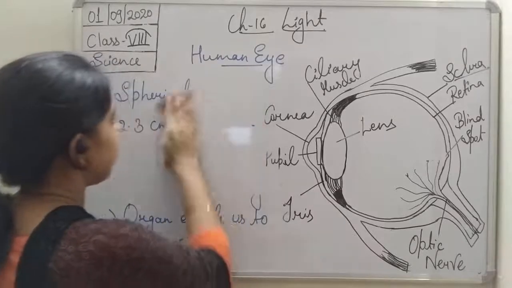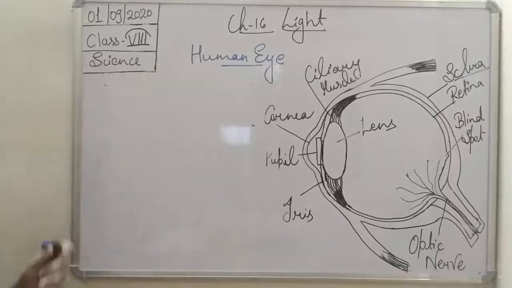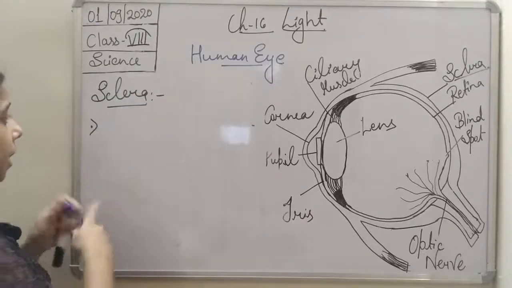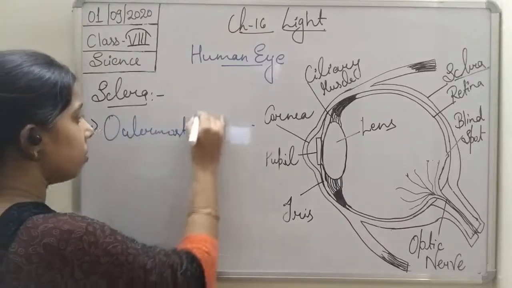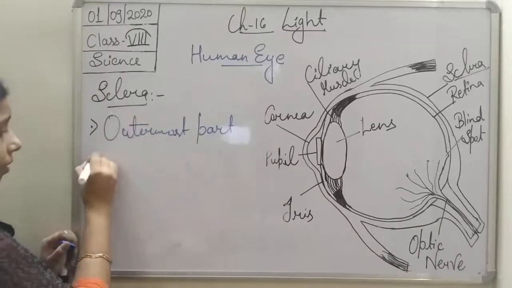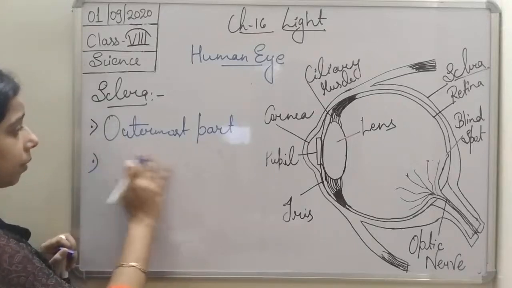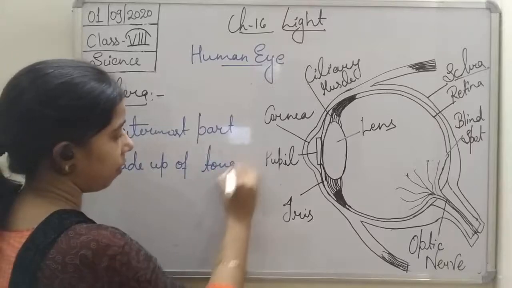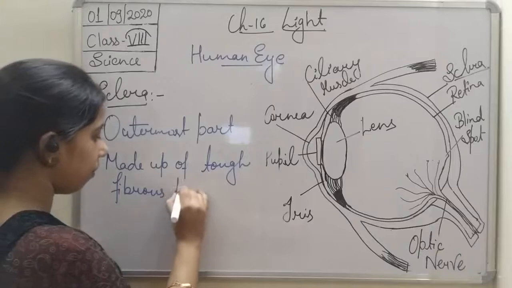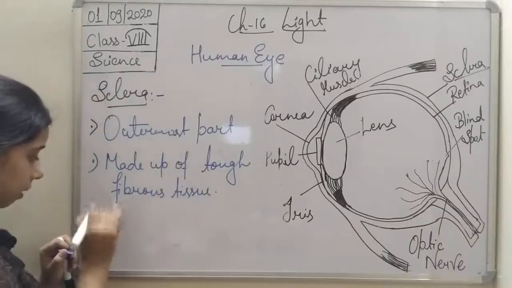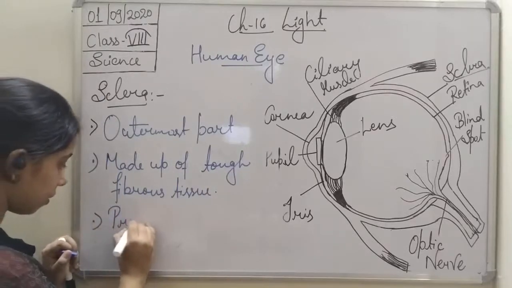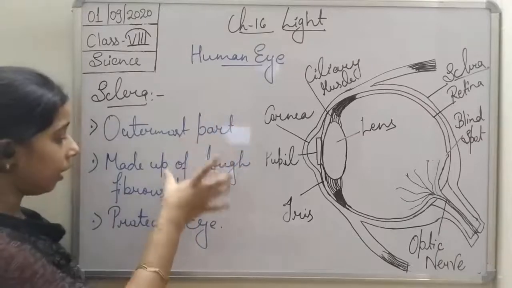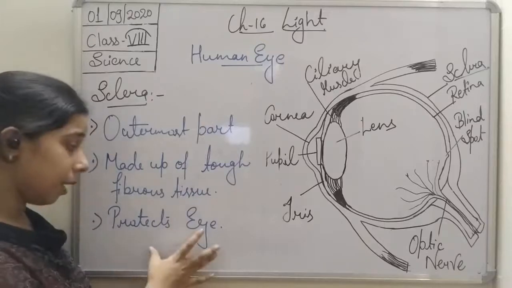The first one is the sclera. What is the sclera, students? The first thing is that it is the outermost part. Write this point so that you can understand. It is the outermost part, it is made up of tough fibrous tissue. Next, since it is present at the outermost, it protects the eye. So basically its function is to protect the eye. It is the outermost part, made up of a tough fibrous tissue, and thus it helps in protecting our eye.